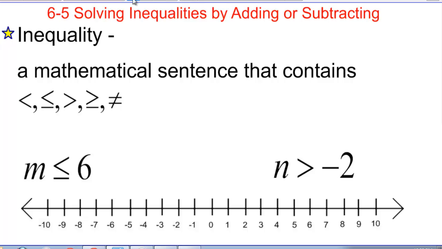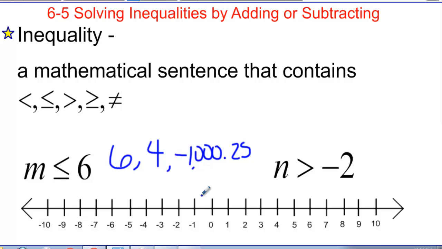6 is less than or equal to 6, so that is a possible solution to that inequality. 4 is less than or equal to 6. Negative 1000.25 is less than or equal to 6. So any number that I could substitute in there that would be less than or equal to 6 would be a possible solution. And obviously there are infinitely many of those.